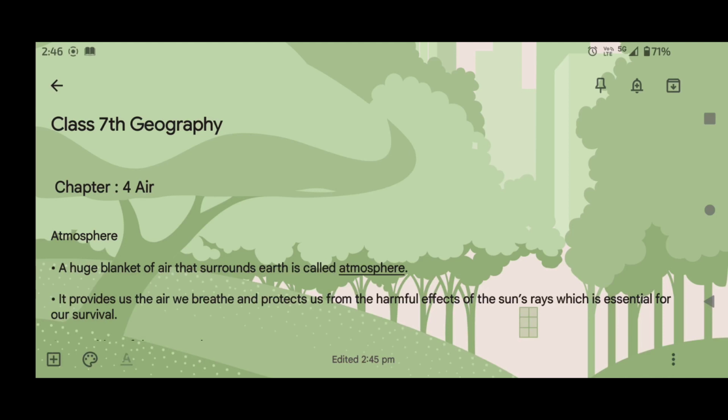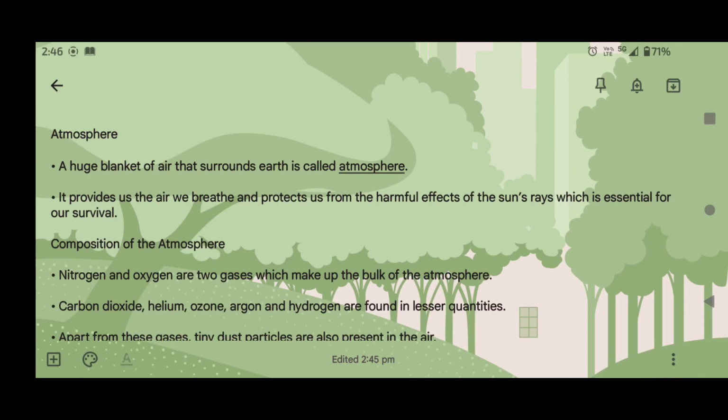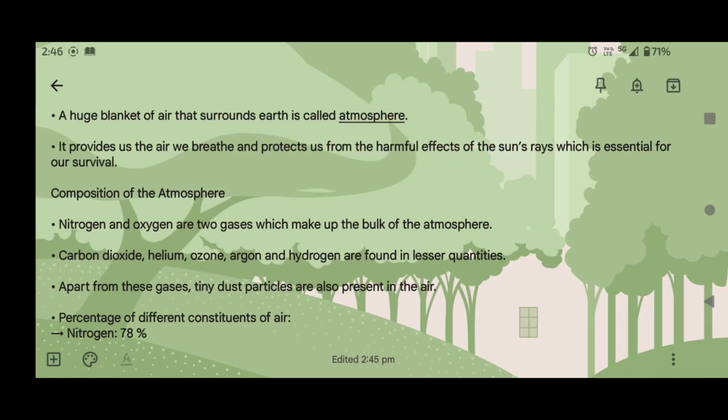Today we are going to read Class 7th Geography, Chapter 4, Air. In this chapter, we are going to read first Atmosphere. Atmosphere is a huge blanket of air that surrounds Earth. It provides us the air we breathe and protects us from the harmful effects of the sun rays, which is essential for our survival. Composition of the atmosphere.